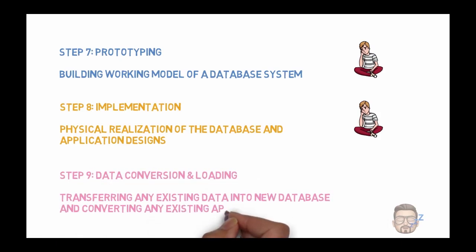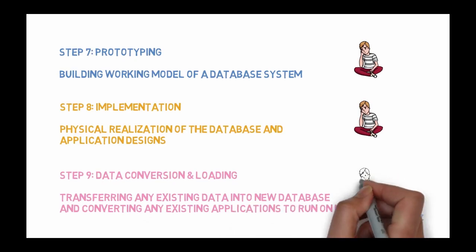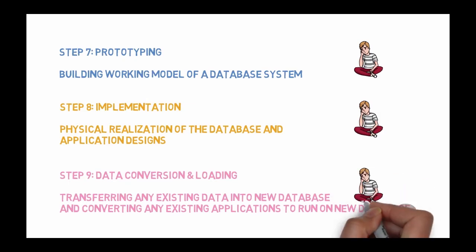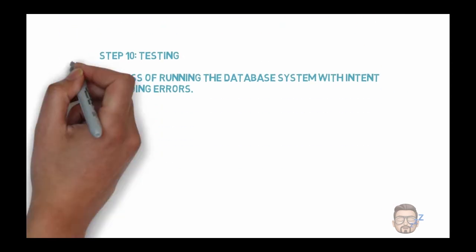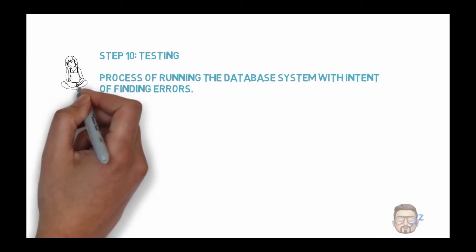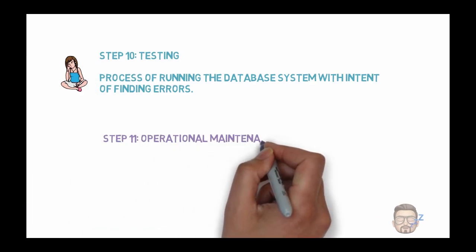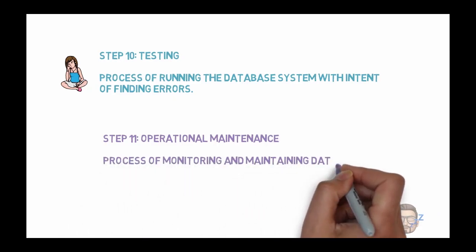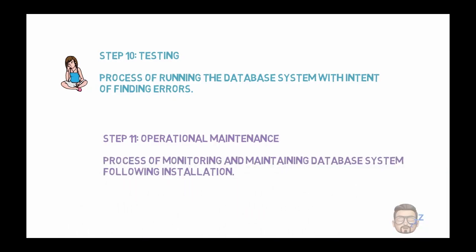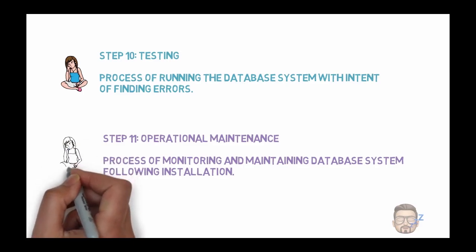Step number 9 is data conversion and loading. Sometimes you need to transfer the existing data into a new database and convert any existing application to run on a new database. Step number 10 is to do the testing, process of running the database system with the intent of finding errors. Step number 11 is operational maintenance, process of monitoring and maintaining a database system following installation.